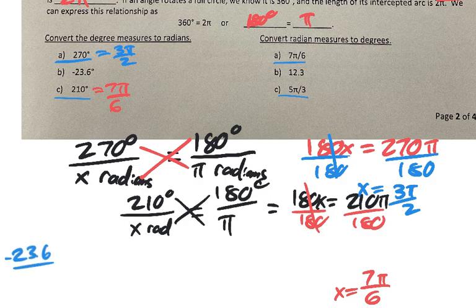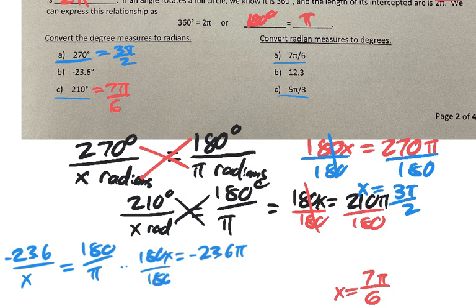Negative 23.6 over x equals 180 over pi. Can we convert negative 23.6 to a positive number? No. Keep it negative, because it gets so ugly. This should be an okay fraction. Yeah, it is. It's just really ugly.